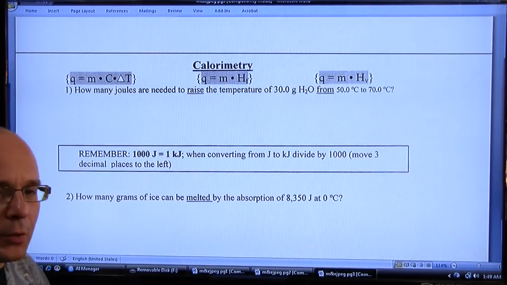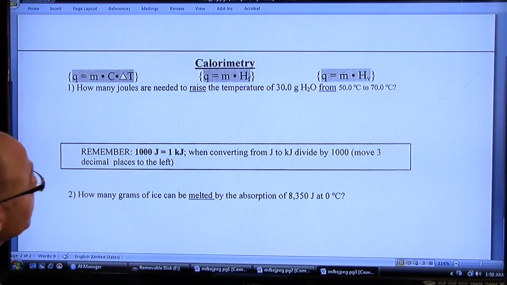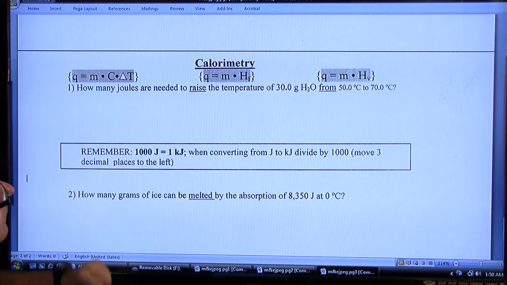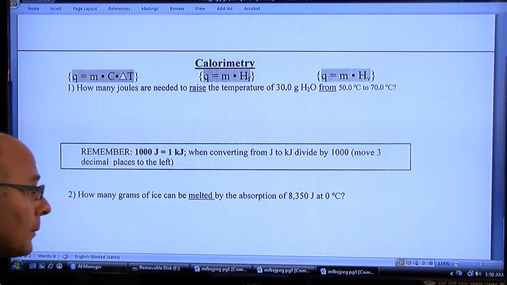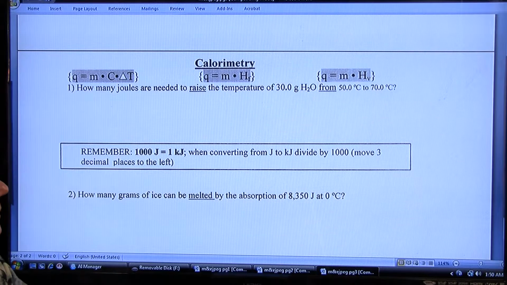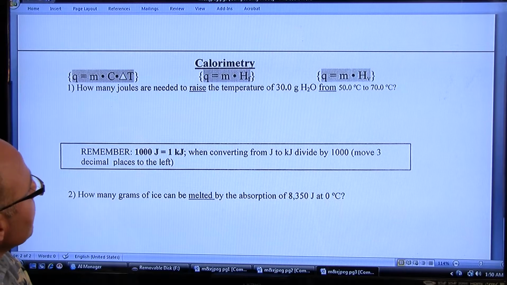How do we decide which Q formula pertains to the problem we have at hand? Well, there's only one formula that has a change in temperature. That's what that delta T stands for. So problems in which there's a change in temperature, we use that formula. If there's no change in temperature, then you have to decide, is it a heat of fusion problem or a heat of vaporization problem?